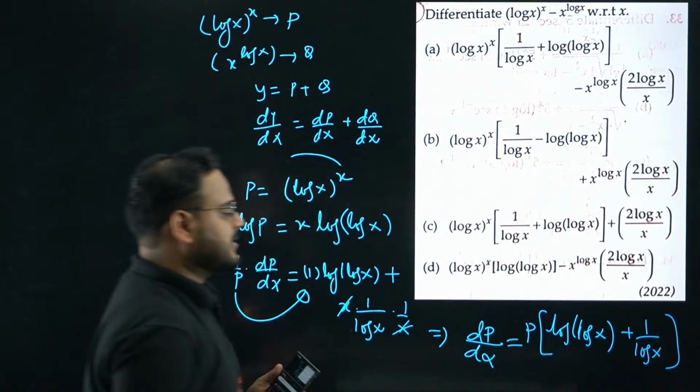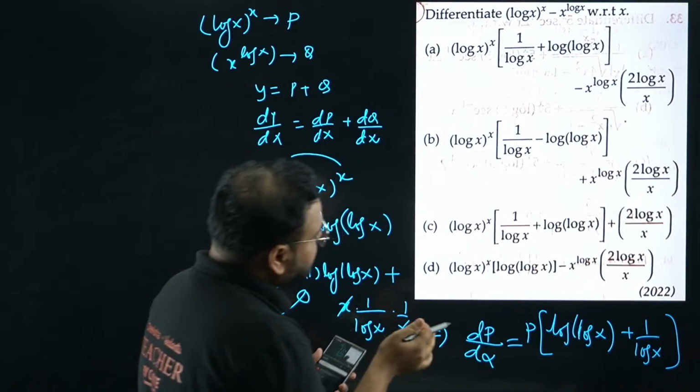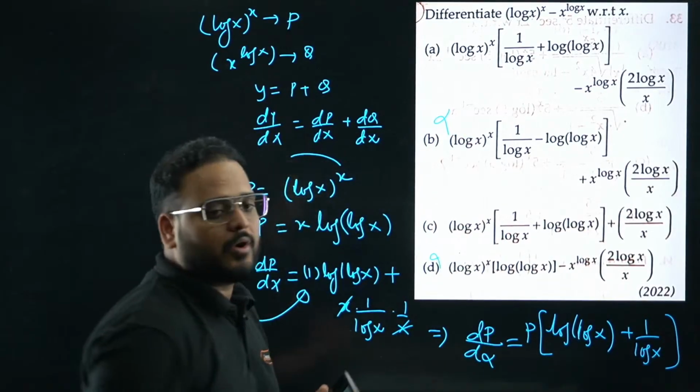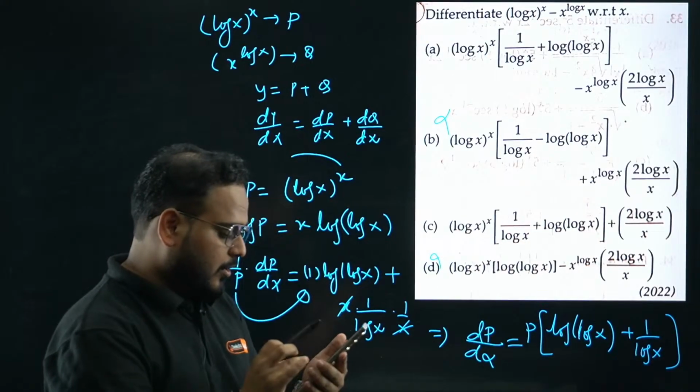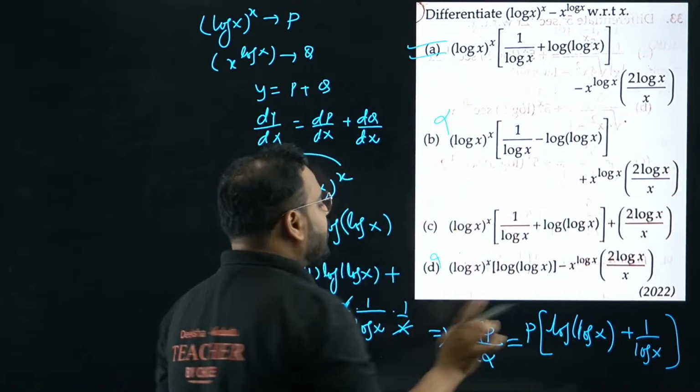This is my dp by dx. You can check the options. If you look at the options, you cannot have B, you cannot have D. So B and D are gone. Yes, Sagufta, your answer is right. A is the correct answer, but I'll show you how A is correct.